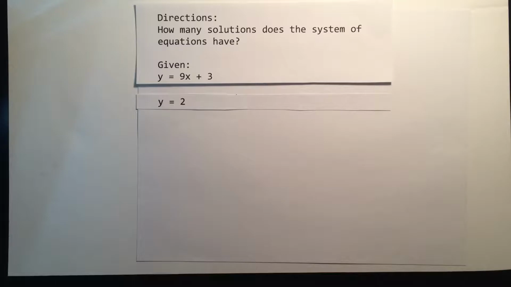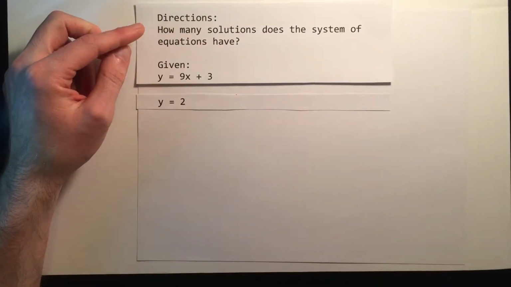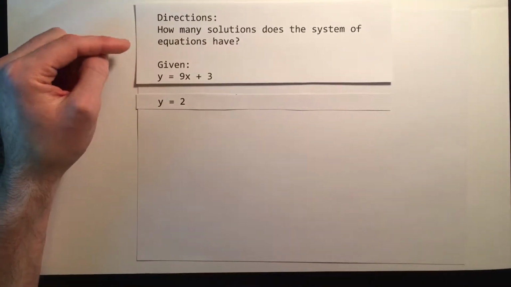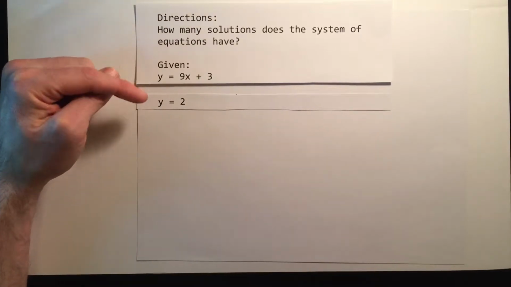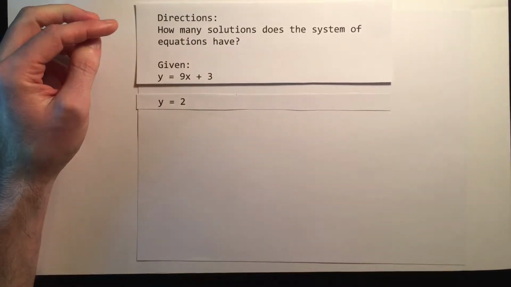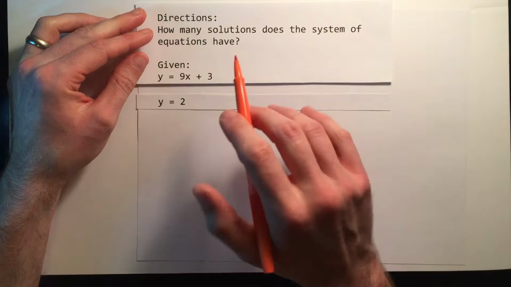Let's read the directions to this problem. How many solutions does the system of equations have, given y equals 9x plus 3 and y equals 2? So let's remind ourselves what we're being asked.